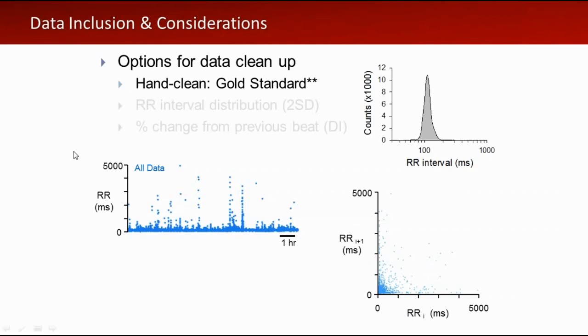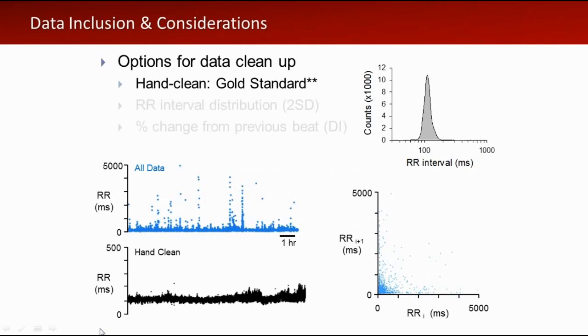So when I say we hand clean the data, we have some undergrads who work tirelessly and they eliminate all the data that we deem to be not normal. And as you can see, what happens is, first of all, we get a different scale here entirely. So we're on a 5,000 to zero scale here. We're on 500 to zero milliseconds on the bottom.